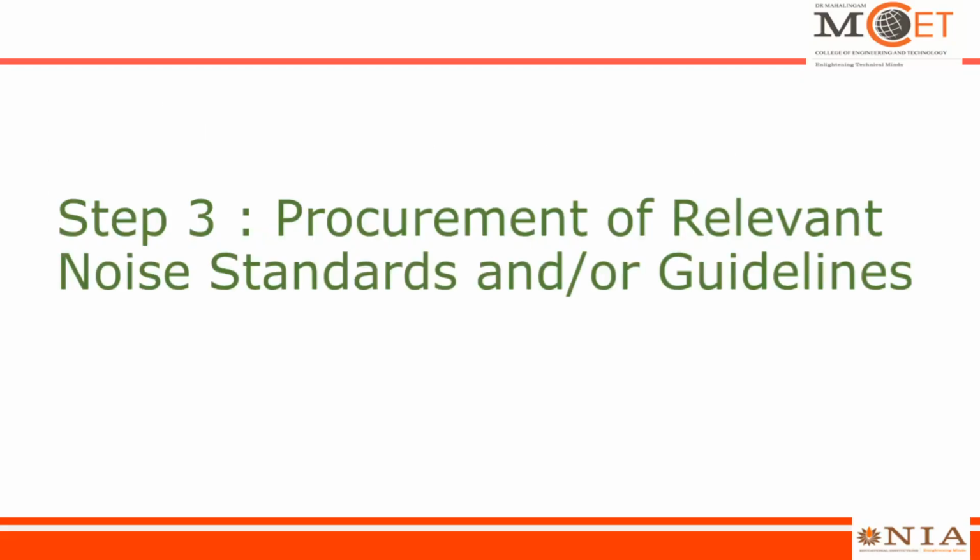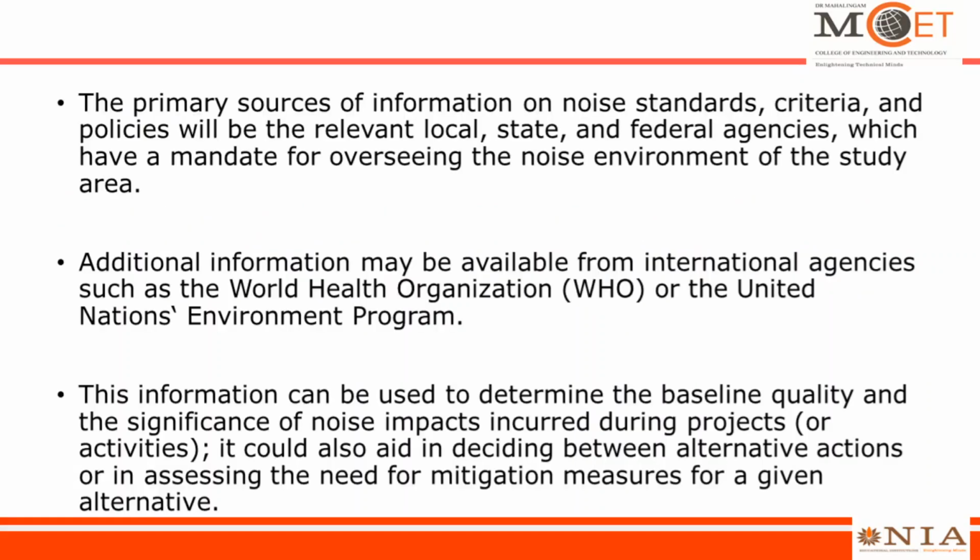Third one is procurement of relevant noise standards and/or guidelines. The primary source of information on noise standards, criteria, and policies will be the relevant local, state, and federal agencies which have a mandate for overseeing the noise environment of the study area. Additional information will be available from international agencies such as the World Health Organization or the United Nations Environment Programme. This information can be used to determine the baseline quality and the significance of noise impacts incurred during projects. It could also aid in deciding between alternative actions or in assessing the need for mitigation measures for a given alternative.